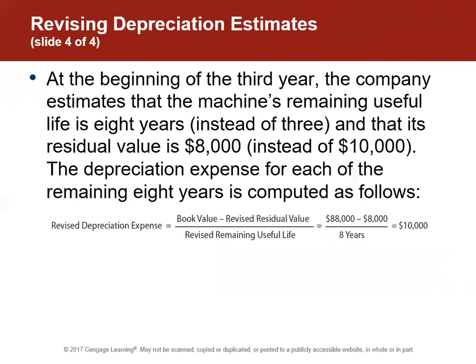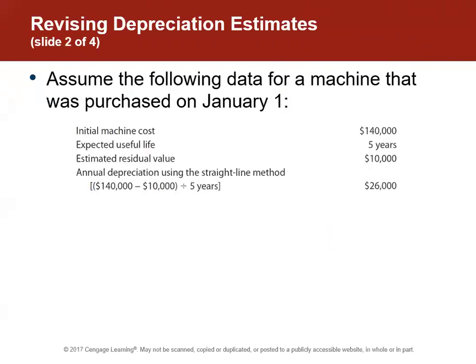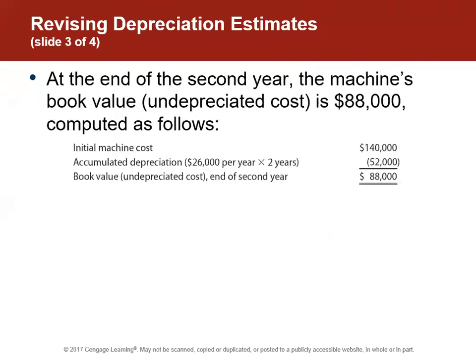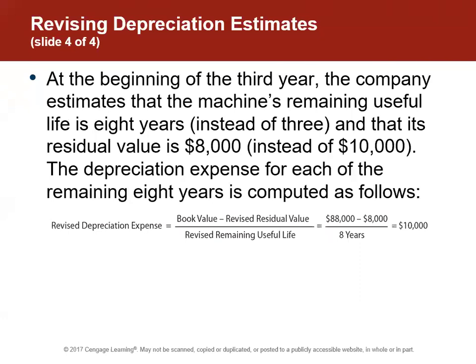That is the straight line depreciation. So we just revised it. Before, we had only initially anticipated using it for 5 years, so the first 2 years we depreciated at $26,000 based on that. But then year 3 through 8, or actually through 11, because it's 8 more years, we're going to depreciate at $10,000.